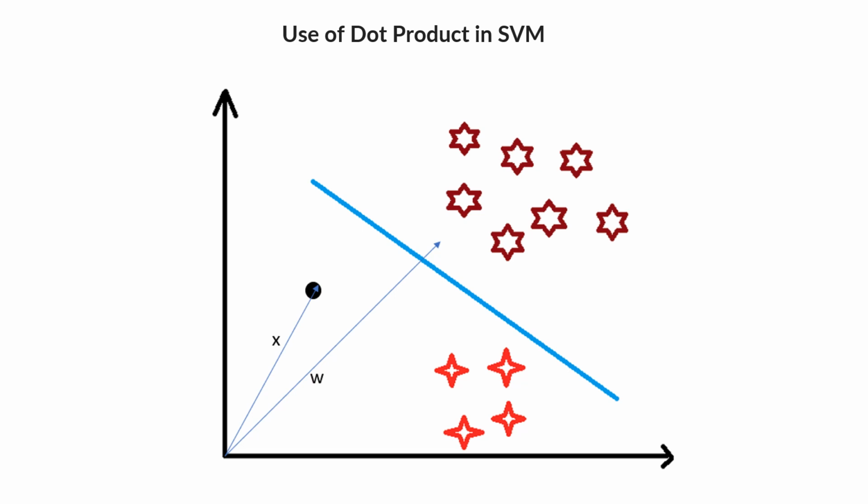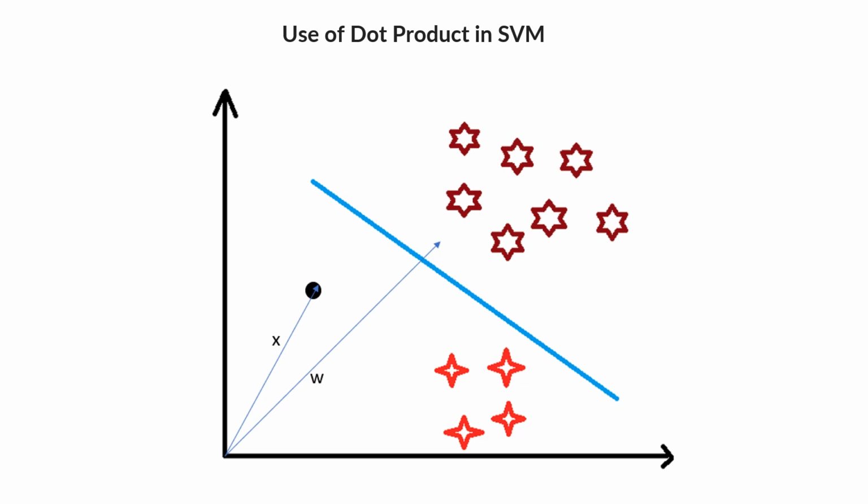Now coming to the use of dot product in SVM, consider a random point x and we want to know whether it lies on the right side of the plane or the left side of the plane, positive or negative. To find this, first we assume this point is a vector, x, and then we make a vector, w, which is perpendicular to the hyperplane. Let's say the distance of vector w from origin to decision boundary is c.